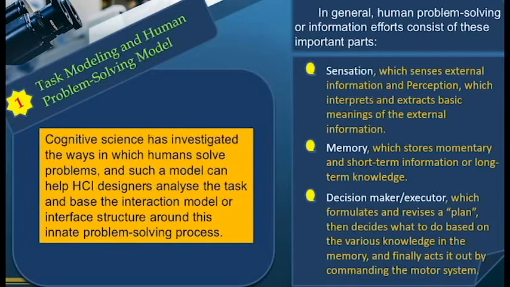So it can help you to solve the problem. So in general, human problem-solving or information efforts consist of these important parts. We have here the three: sensation, the memory, and the decision maker or the executor. When we say sensation, which senses external information and perception, which interprets and extracts basic meanings of the external information.